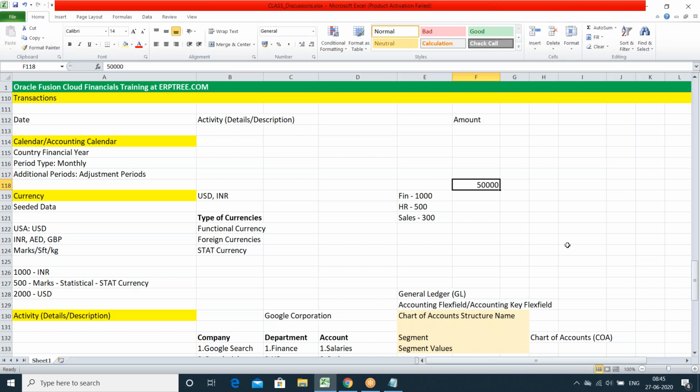So if you want to do this sort of calculation in the system, you have to enter how many square feet the finance department occupies, how many the HR department occupies, how many the sales department occupies. You have to enter it in the system. Then only you can do these calculations. Otherwise, the system doesn't support it. So these are the cases where we have to enter statistical information in the system, which we call a stat currency.